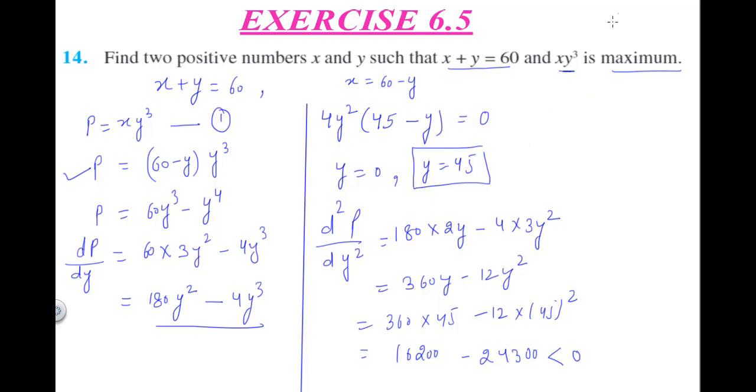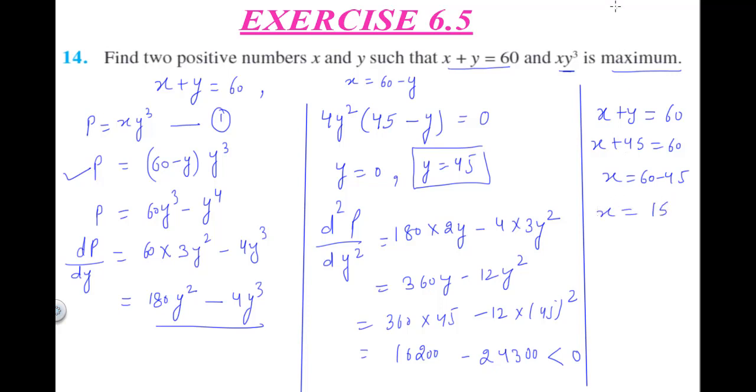So if y is equal to 45, can we find x? Definitely. We have the equation x plus y equal to 60. If y is 45, we can calculate x as 60 minus 45, which is 15. So the value of x is 15 and the value of y is 45. We had to find two positive numbers x and y, so the numbers are 15 and 45, at which the product x into y cube will be maximum. Clear? This is how you had to do question number 14.